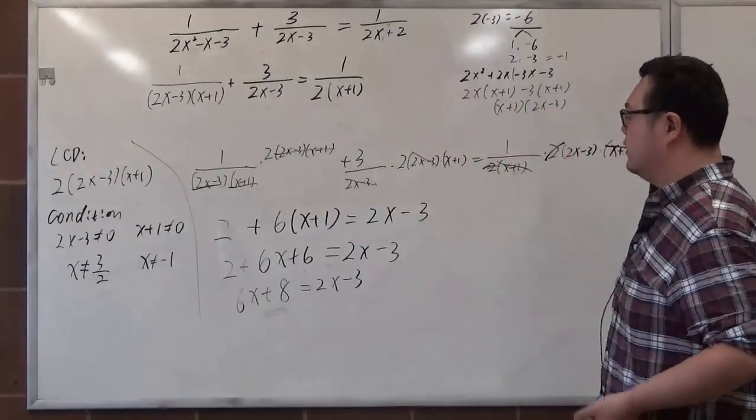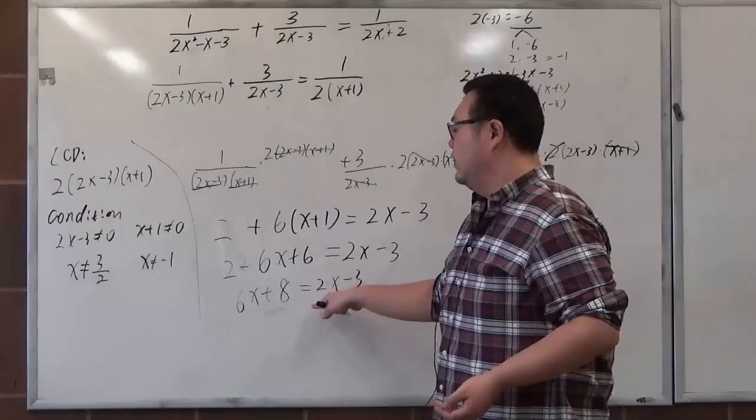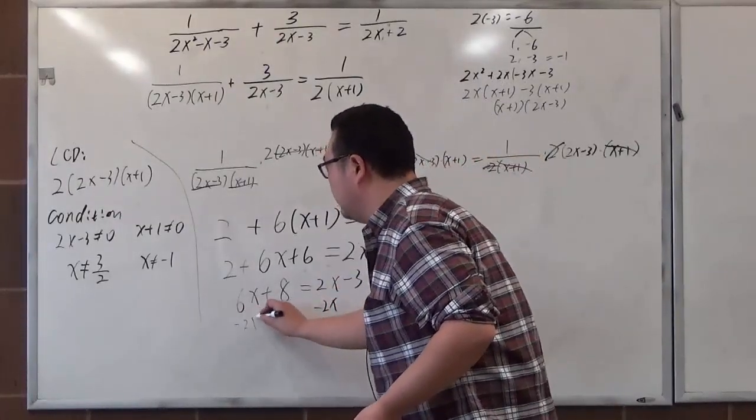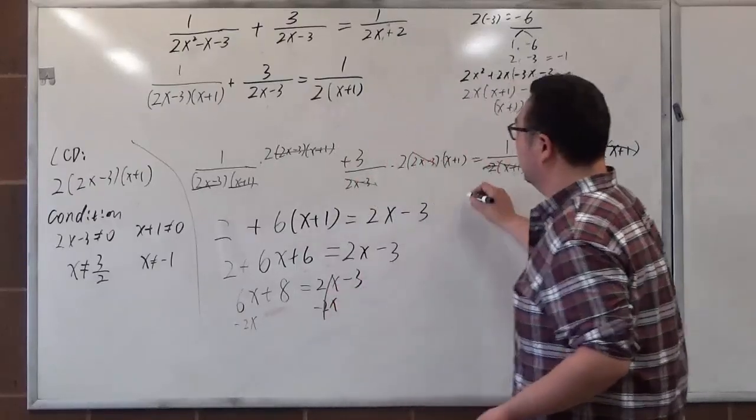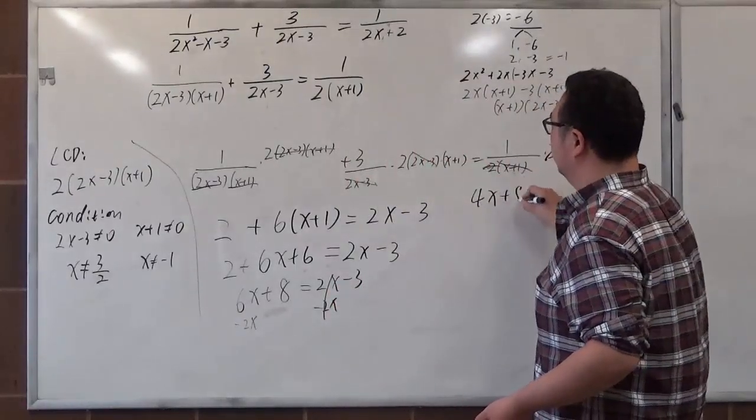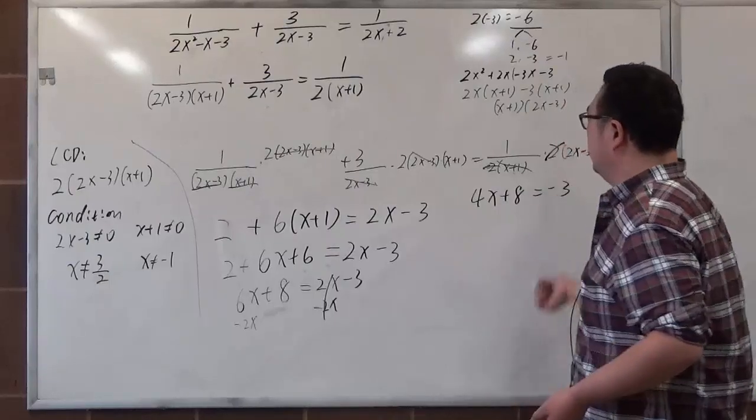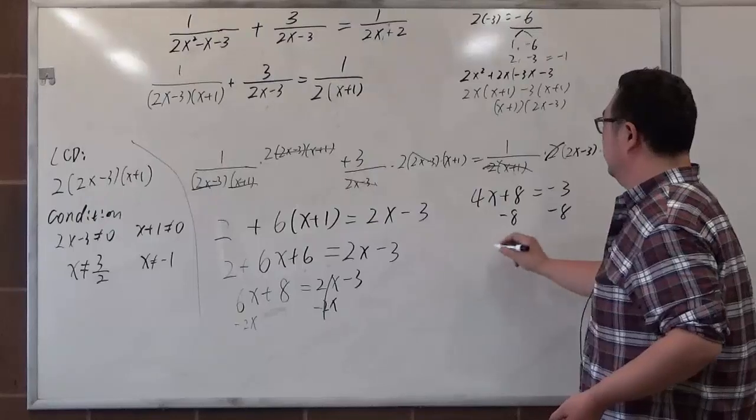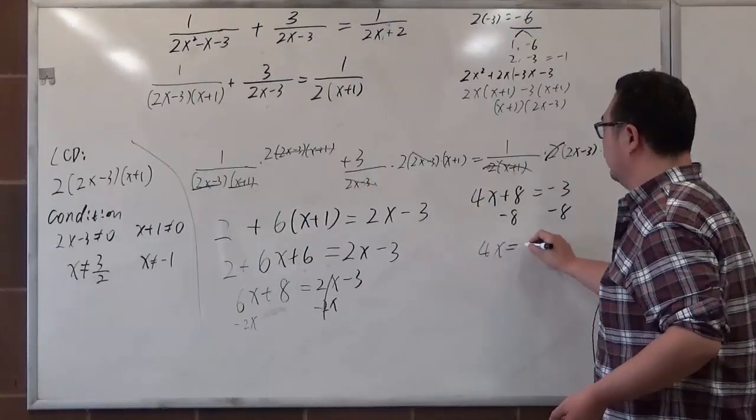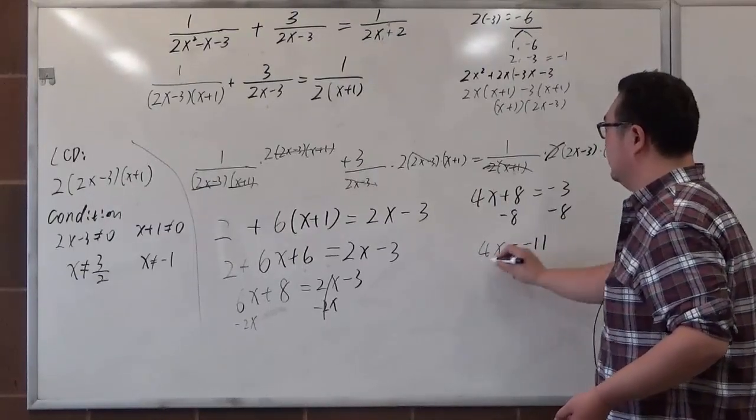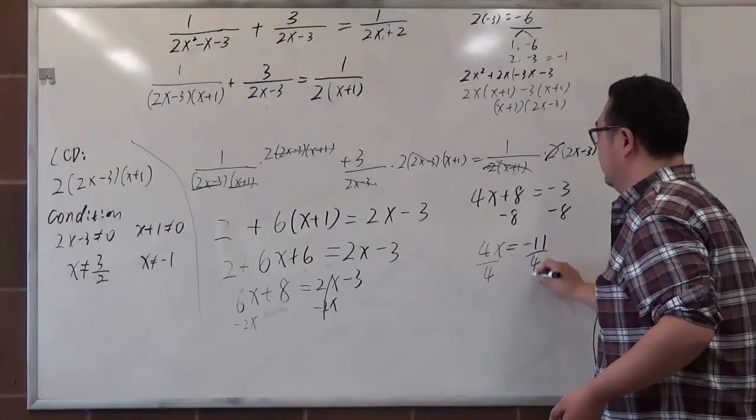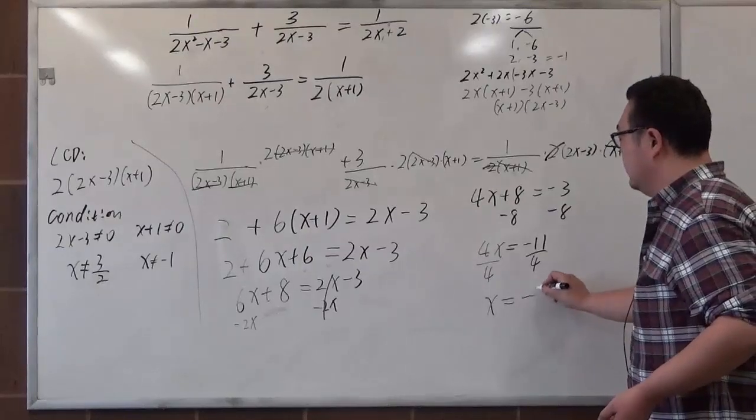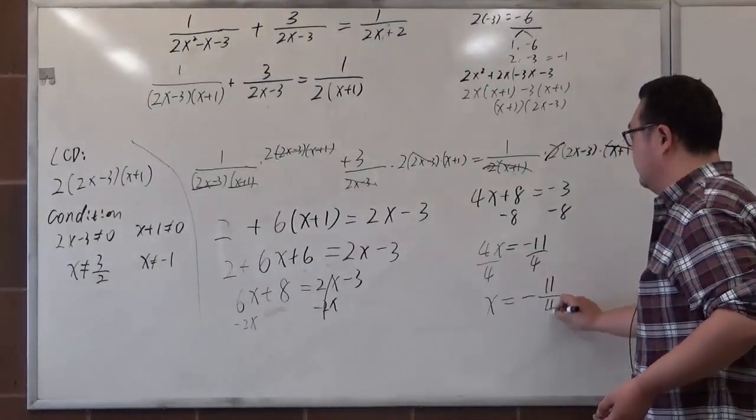The next thing we do is take the 2x to the left side to put our variable on the left. We have 4x plus 8 equals negative 3. Then we move the number to the right side, and we have 4x equals negative 11. At the end, we divide by the coefficient in front of x. We get x equals negative 11 over 4.